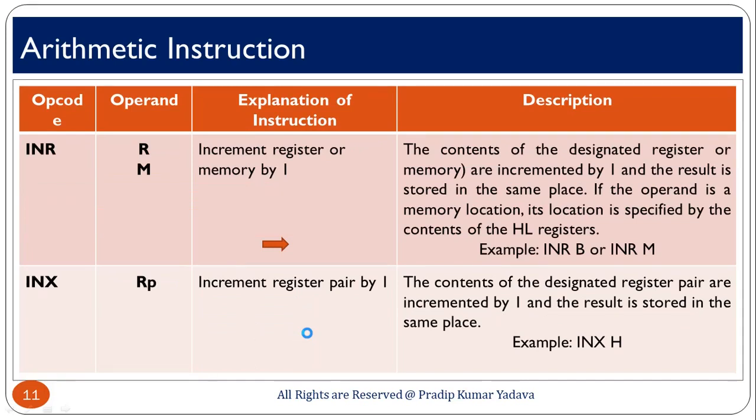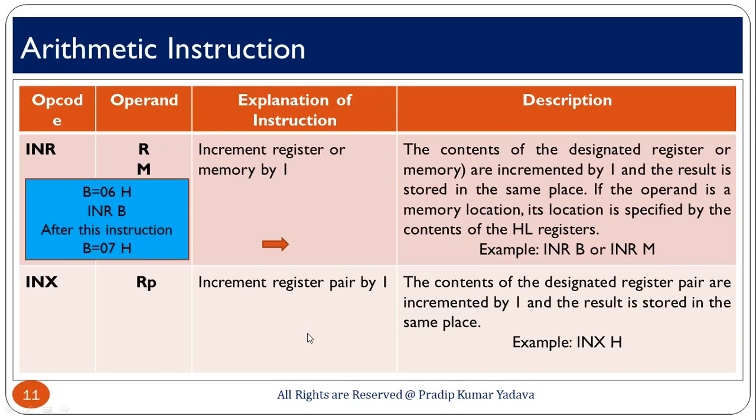Now, talking about some other instructions, there is INR. INR means increment, R represents a register and M represents memory. The content of the designated register or memory is incremented by 1 and the result is stored in the same place. Suppose the content of B is 06 and you execute the instruction INR B. This instruction will increment the value of B by 1 and store the incremented value in the same register. We are not talking about any concept of accumulator.